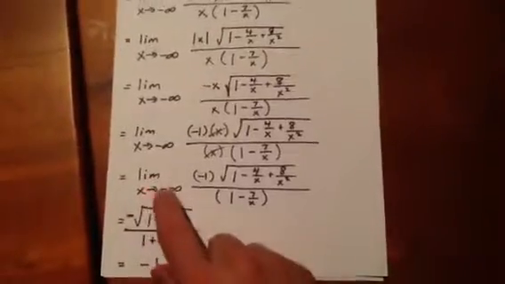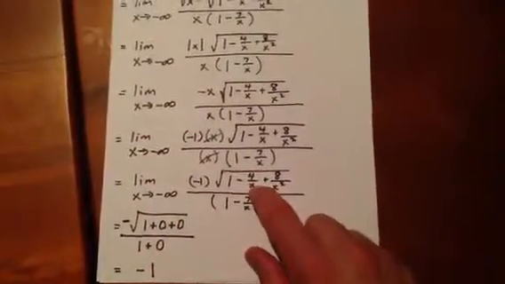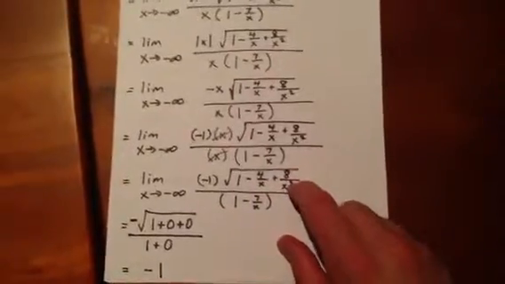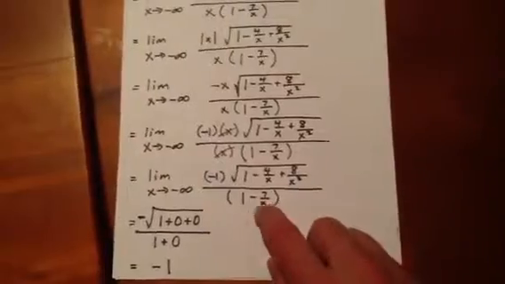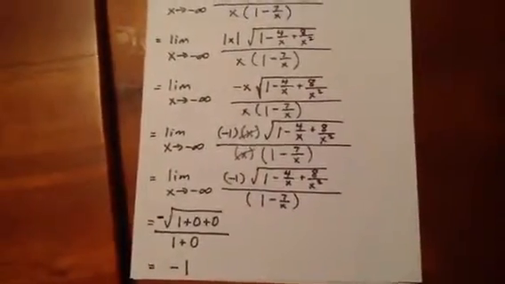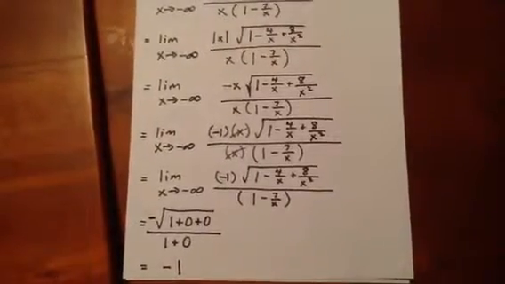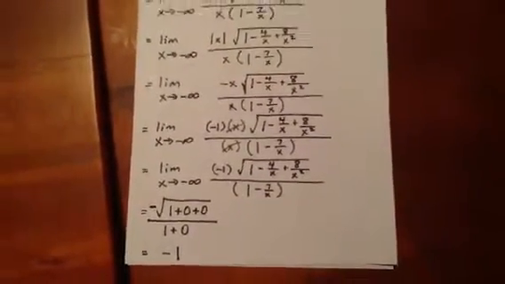In the second last line, we can see that we're treating each of those limits individually. So the limit as x goes to negative infinity of 4 over x, this will become infinitely close to 0. This quantity will become infinitely close to 0, and this quantity will become infinitely close to 0. So what we have is negative the square root of 1 plus 0 over 1 plus 0. Simplified, that equals negative 1.